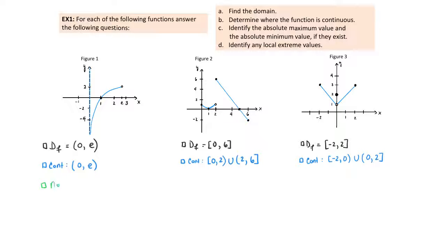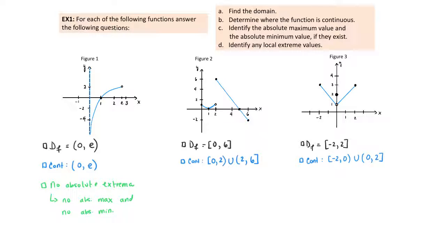So no absolute extrema. Please remember that saying absolute extrema means that there is no absolute minimum and no absolute maximum value. That's what this says. No absolute max and also no absolute minimum.